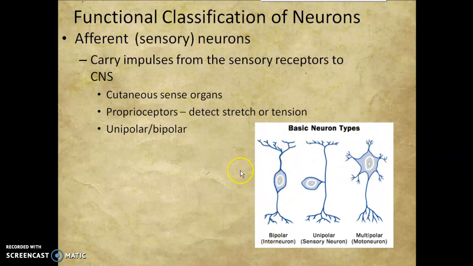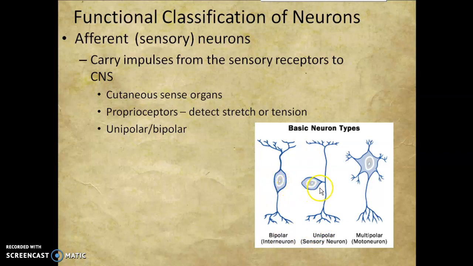If you take a look at this chart right here, you can see some of them. Yesterday, or the last lesson I should say, we were focusing on the multipolar neurons because we see these the most often, especially within the central nervous system themselves. But your peripheral nervous system, which is where we find your afferent and your efferent neurons, is going to have a lot of these too. Your afferent neurons will have some unipolar and some bipolar.